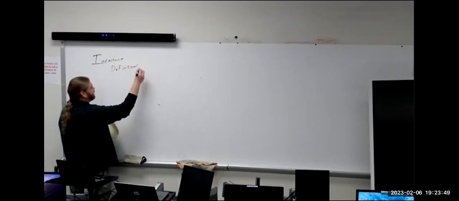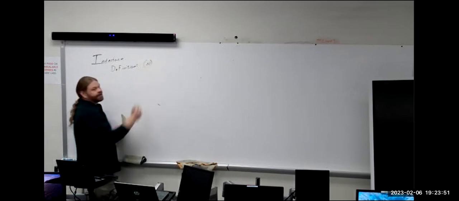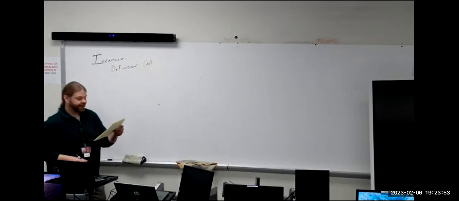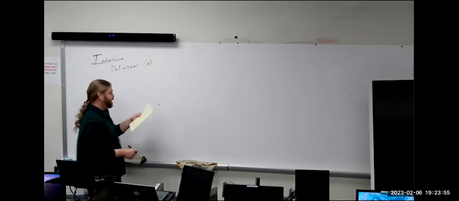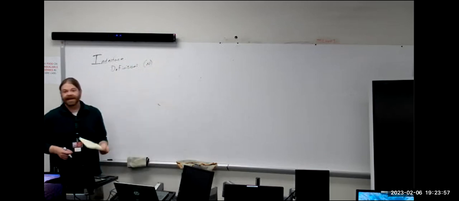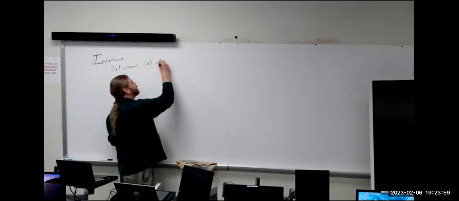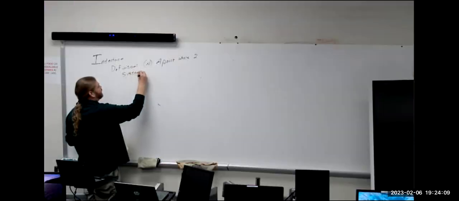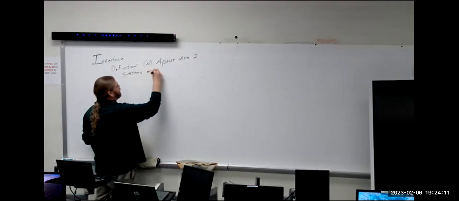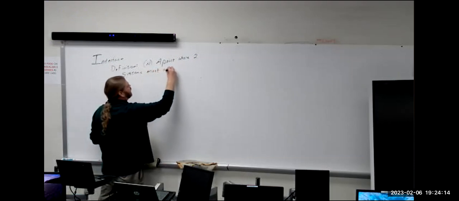If you go check the dictionary, there's noun and verb one. I'm just starting with the noun one here. A point where two systems meet and interact. I guess that makes sense because I was like, why do I keep thinking GUI? Systems, yes, that's an example. Systems meet and interact.